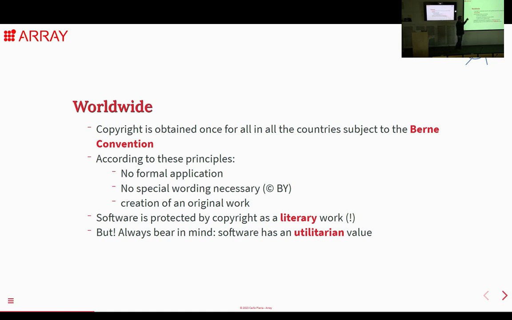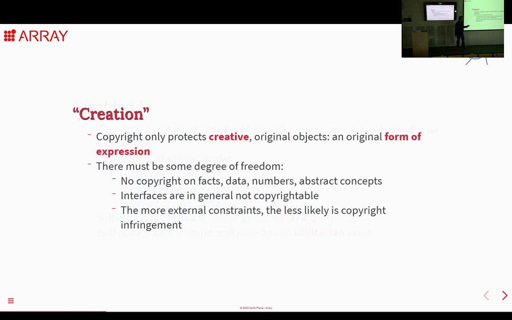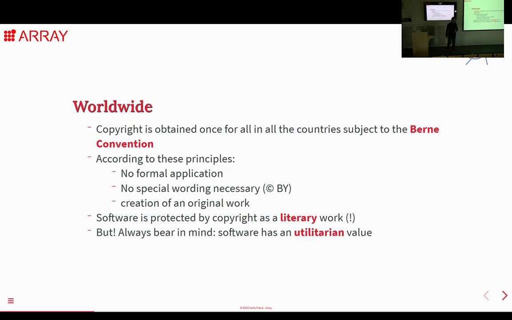So it's a right that is obtained by creation, by fixation and publication, but actually by fixation. So if my speech is recorded, this is a copyrighted subject matter because it's been fixed. There is no claim, no formal application. You don't have to apply. You don't have to have permission. You can even be a minor of age, and that is sufficient for you to create copyright. So no special status. The only thing you need is to create something which is original, not existing before.